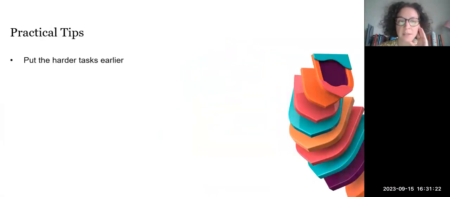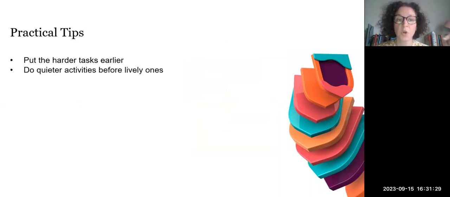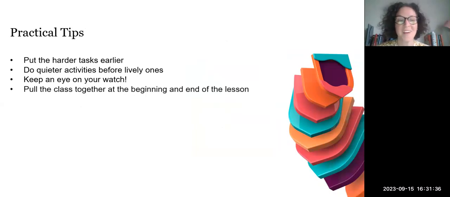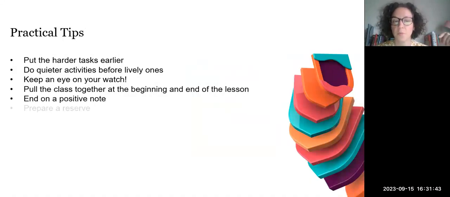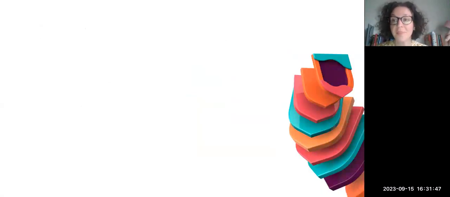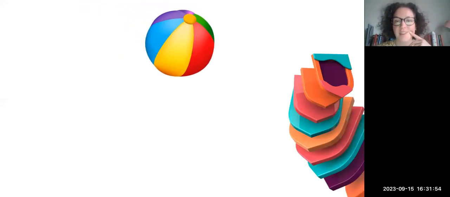But when you are planning the lesson, it's important to put the harder tasks earlier. Do quiet activities before lively ones. Then keep an eye on your watch. Pull the class together at the beginning and at the end of the lesson. And on a positive note, prepare and reserve, which means you don't just prepare for the lesson, but you also prepare a little bit more, just in case.